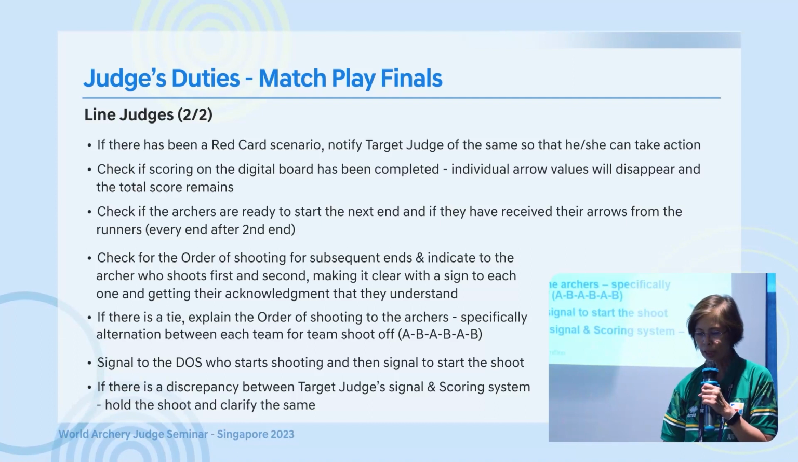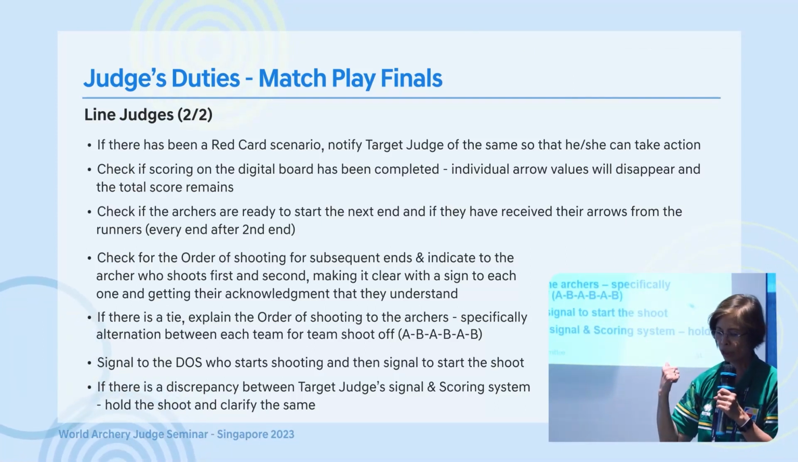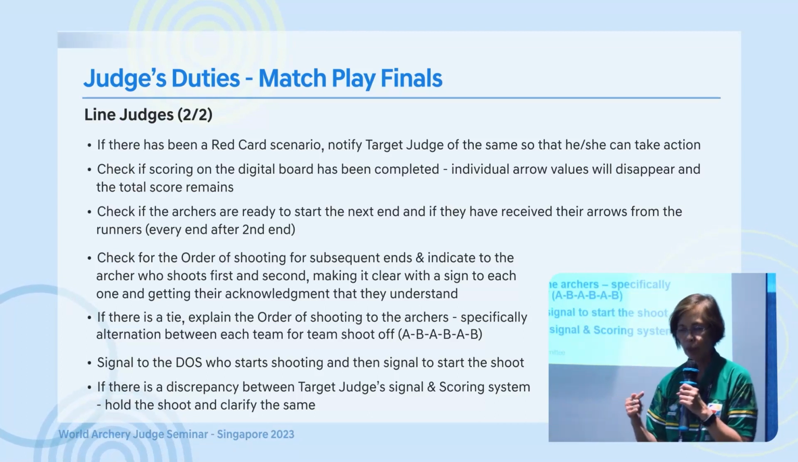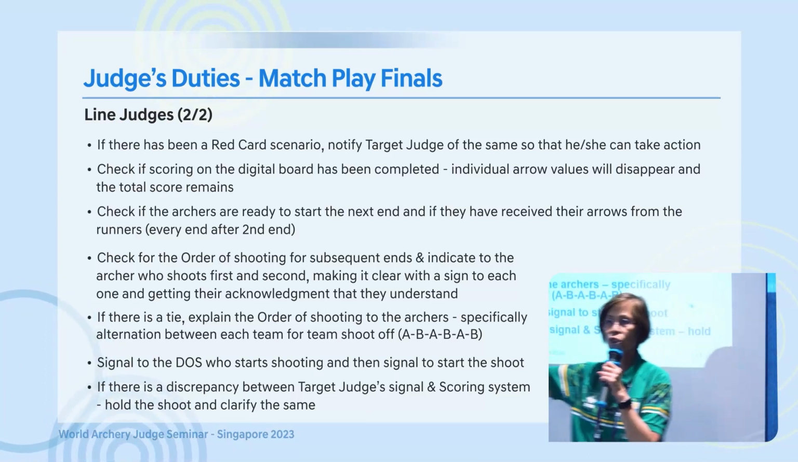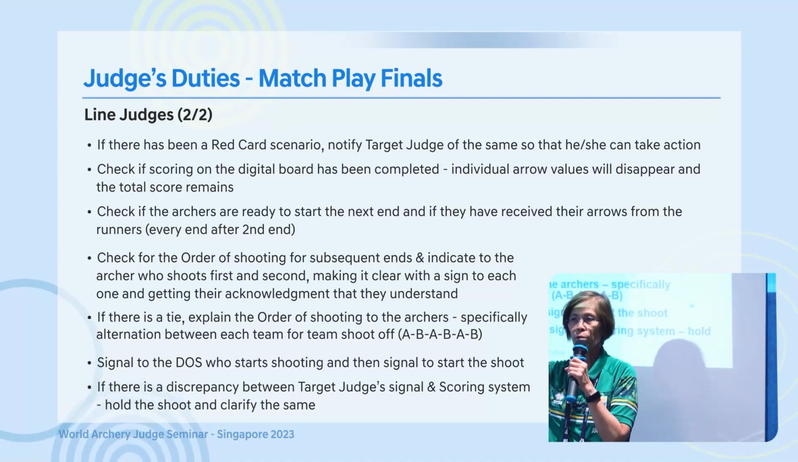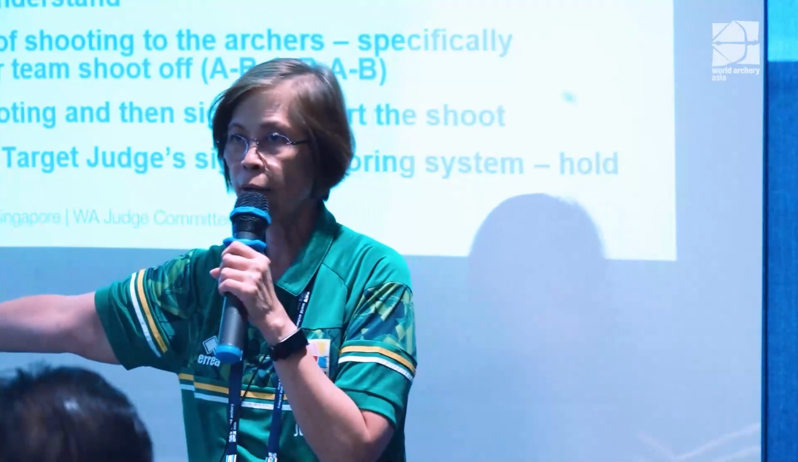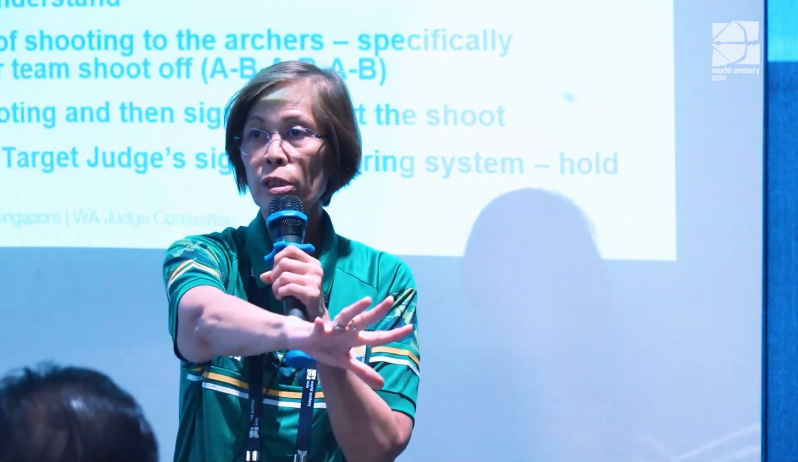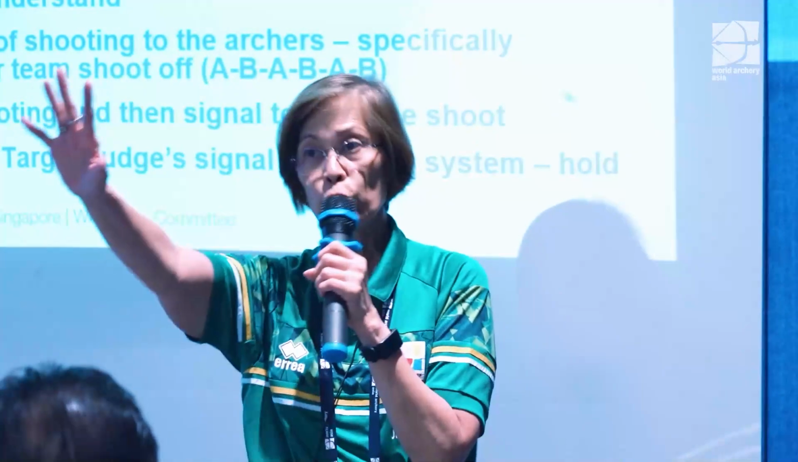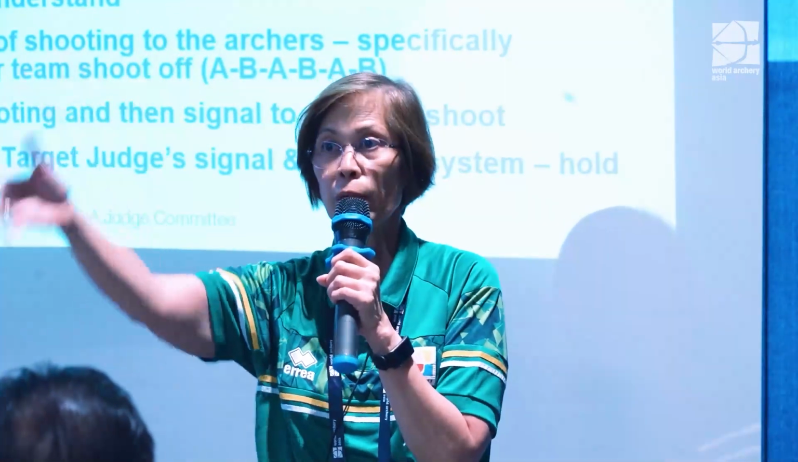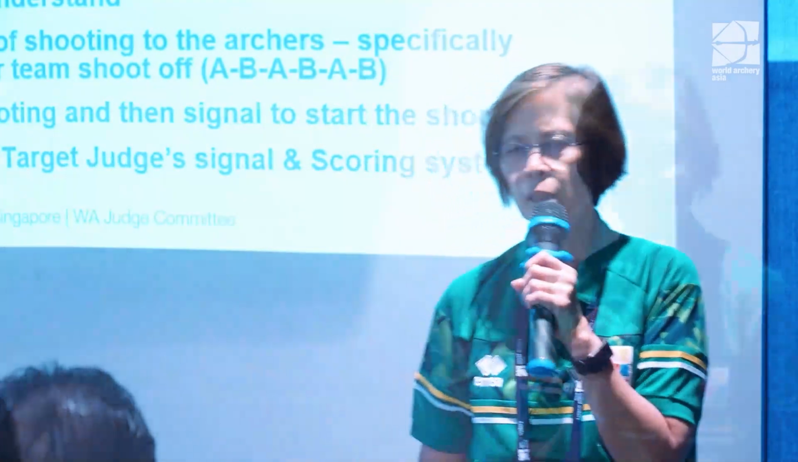And you do the process. And then this last one: if there is a discrepancy between the target judge's signal and the scoring system, hold the shoot and clarify the same. Sometimes the target judge gives the signal of who won, but the scores are different. Okay, so just get clarification and hold the archers there to make sure who has won. Because the match might not be finished after all, and they still need to continue shooting.